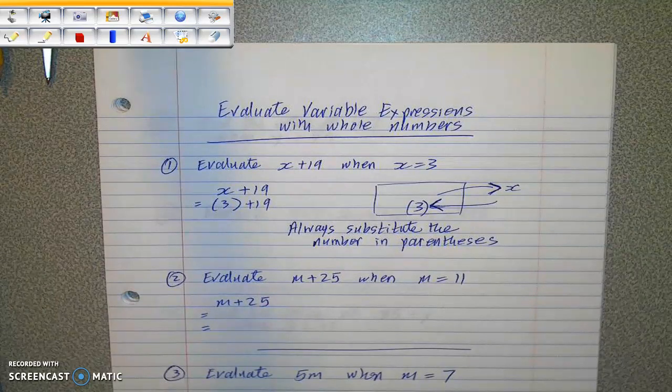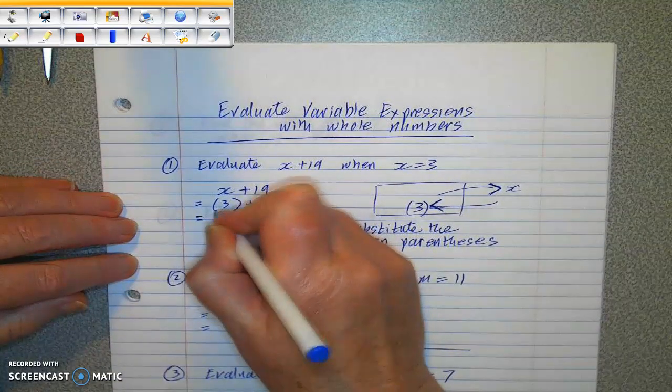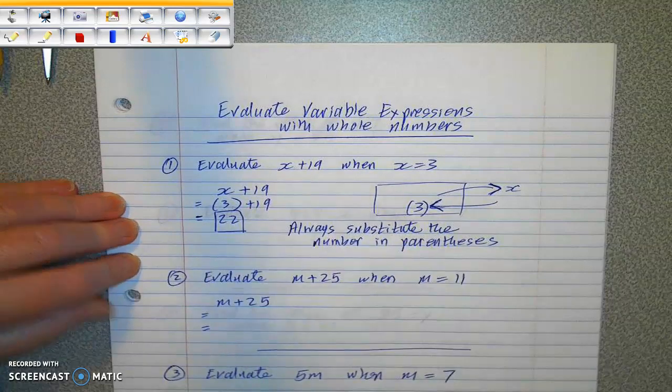We always substitute the number inside parentheses for a reason that will become clear in problems 3 and 4. For now, x plus 19 becomes 3 plus 19, and the answer becomes 22 for problem number 1.